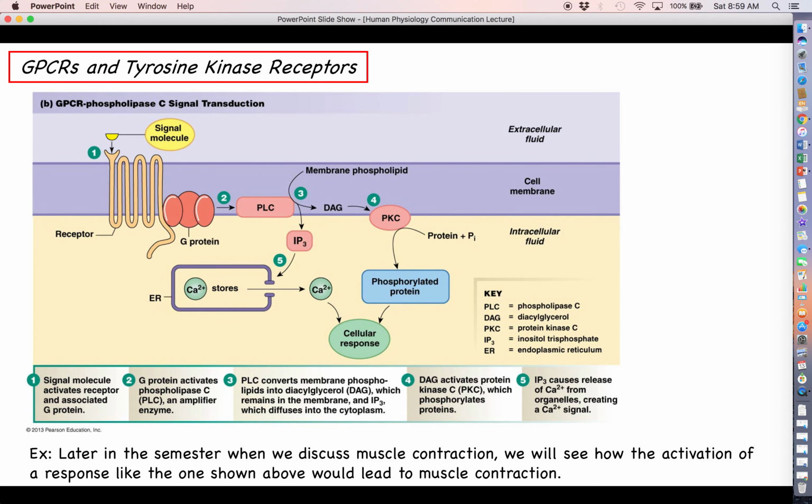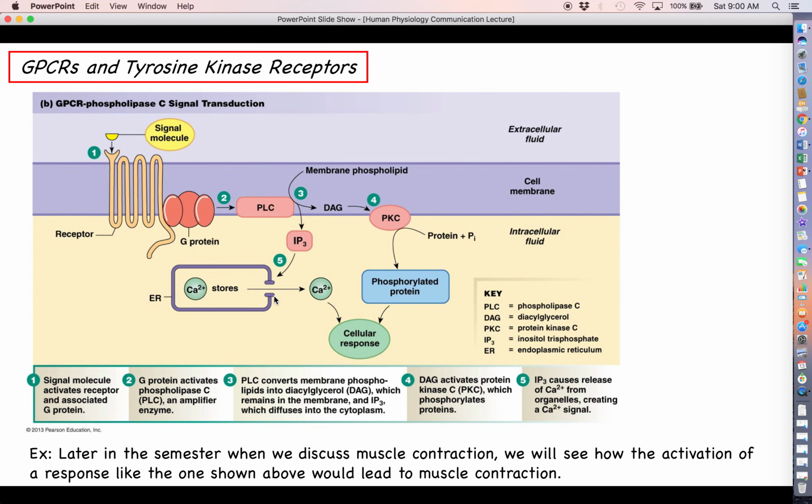Except this time, our amplifier enzyme is not called adenylyl cyclase. This time it is called phospholipase C, PLC. What it is going to do is take one of those phospholipids in the membrane and convert it into 2 different molecules. The first is called DAG, or diacylglycerol, which can go and activate another amplifier enzyme called protein kinase C, and it will do a lot of the same sort of things that protein kinase A did. The other second messenger here is called IP3, or inositol trisphosphate.